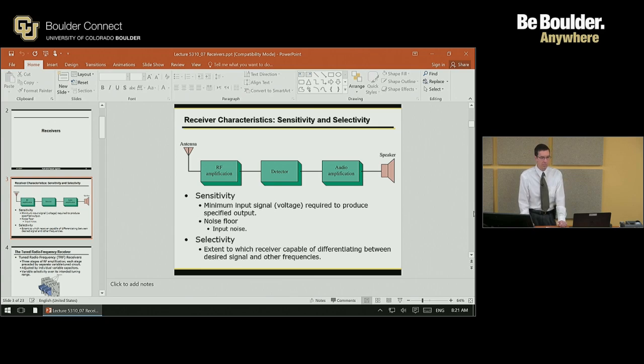I remember when I went to purchase my first receiver from some big box store, that was one of the things that I looked at: how sensitive is it? Because I wanted to be able to receive the weak signals if I happen to be far away. And when I did receive the signals, I wanted to only receive the station that I was interested in.